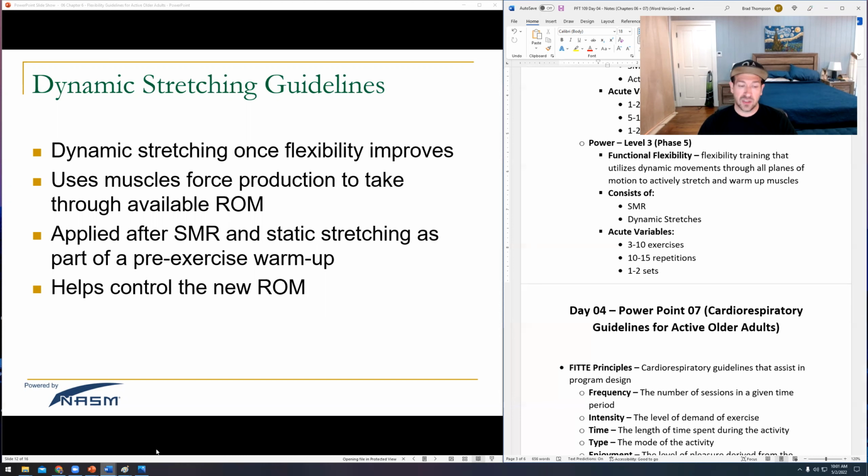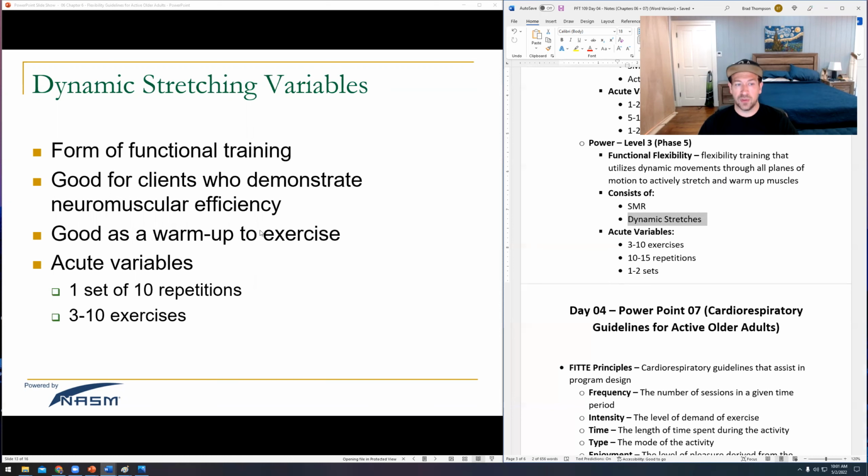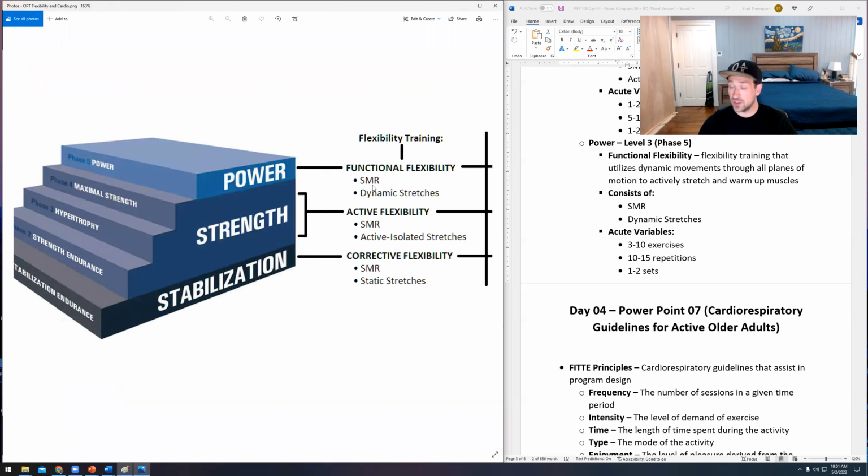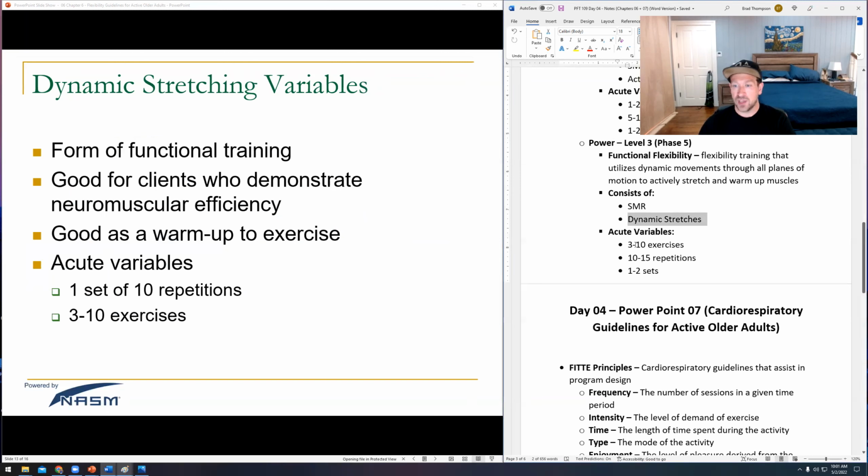So now we're still going to start with SMR. We're still going to do a little bit of foam rolling, but we're going to do dynamic stretches afterwards, right? And that's going to help me draw my muscle through a full range of motion here. So as we're looking at that on the sheet, here's our functional flexibility. We still start with foam rolling to kind of bust up any scar tissue, get some blood to the area, right? And then some dynamic stretches, which are going to help keep the muscles turned on throughout my workout. So I'm going to pick somewhere between 3 and 10 exercises here, and somewhere between 10 and 15 repetitions per exercise.